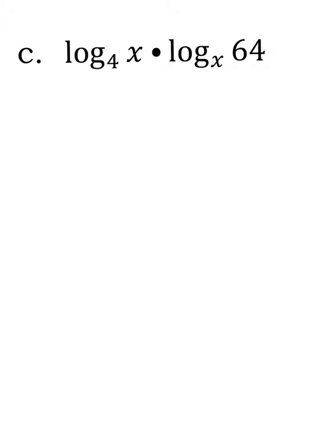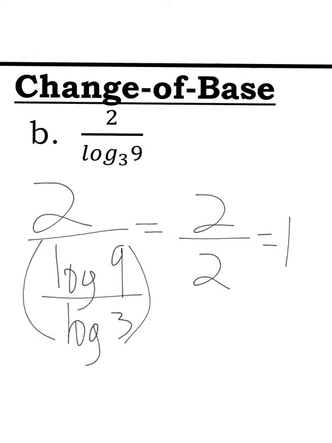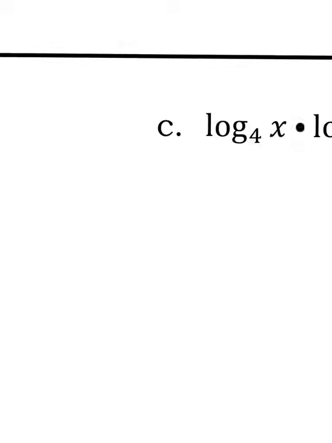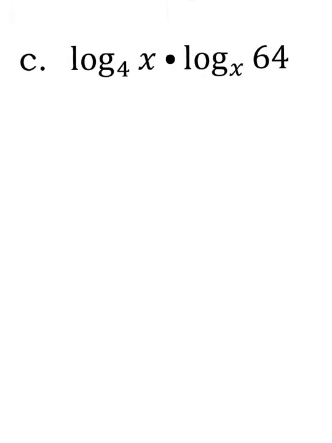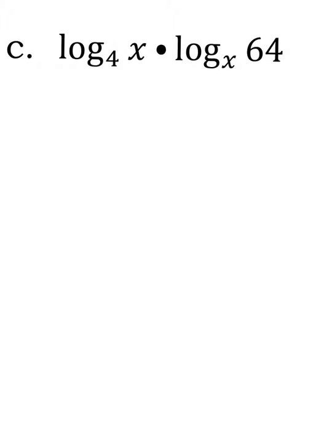Here I have log base 4 of x times log base x of 64. So looking at this without doing any work, I see a big X and a little x. That pretty much cancels each other out because you're multiplying. Sorry about my squeaky chair. And so basically it's going to get log base 4 of 64. And just like the last one, when I did 3 and 9, I know 3 to the second power is 9. I know 4 to the third power is 64. So this answer should be 3 when I'm doing it.